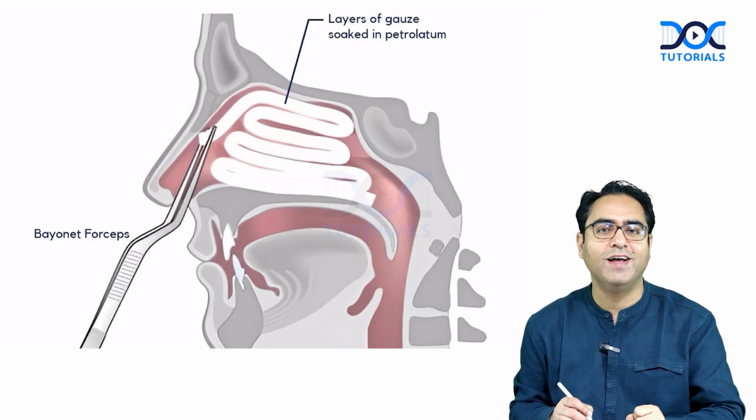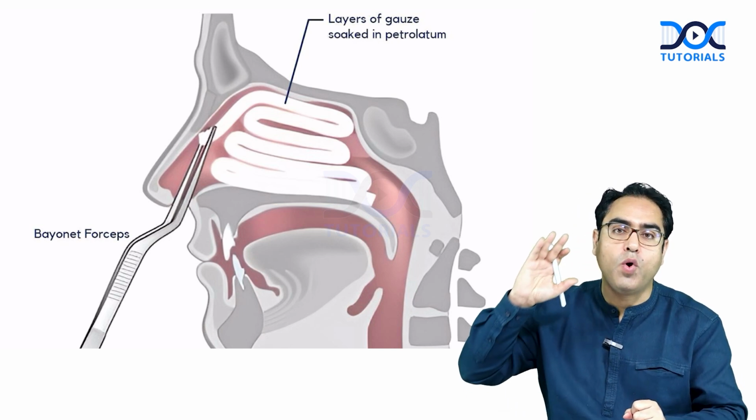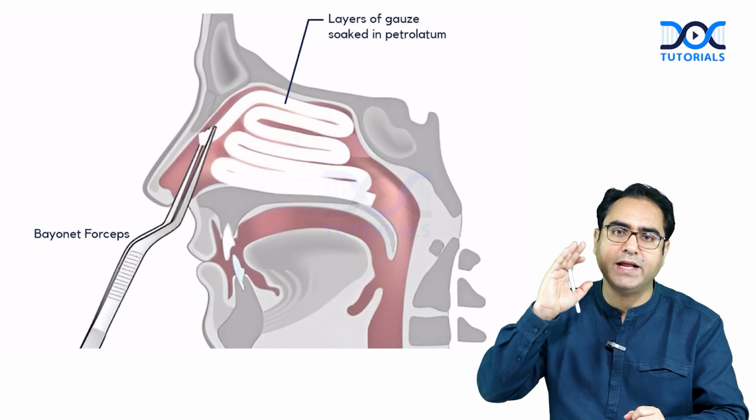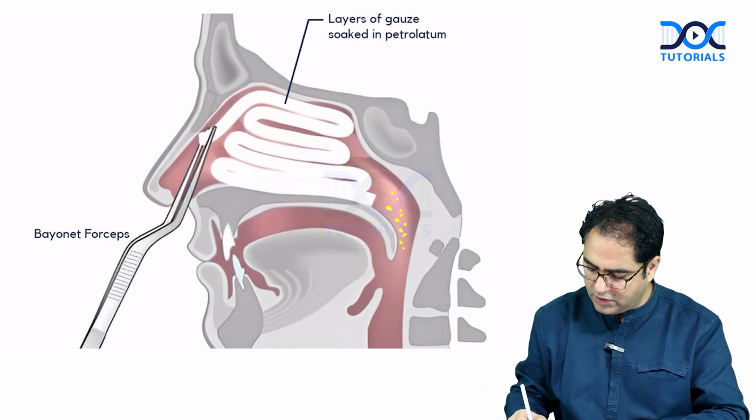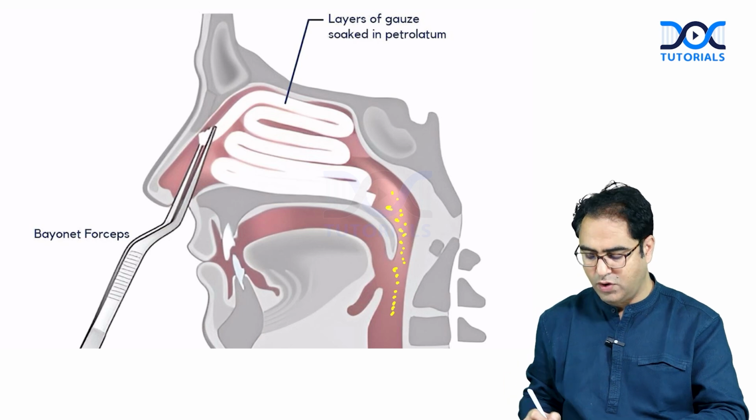My dear friend, what is choana? Choana is the posterior opening of the nasal cavity. By chance, if bleeding occurs from that area, the bleeding will still continue. You see, the bleeding will not stop.